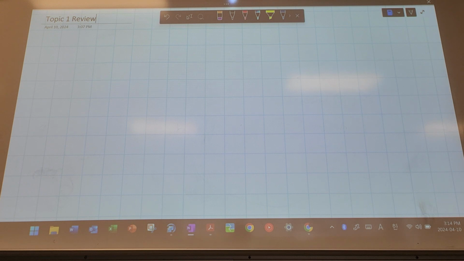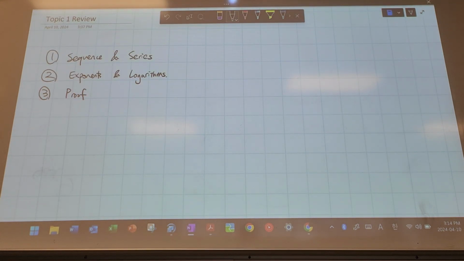So I think we can divide this topic into 8 parts. Okay? The first one being the sequence and series. The second part being the exponents and logarithm. And the third part being the proof, all types of proofs. I think we've seen that question today. And then also the binomial theorem.